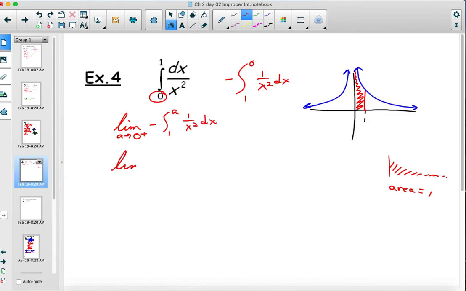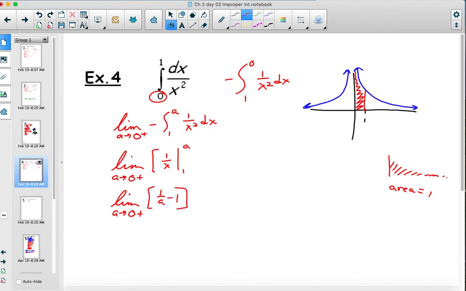Alright, so we need to figure out the limit as a approaches 0 from the right of the antiderivative of this. Remember, it was negative 1 over x, but we have a negative out in front, so it's a positive 1 over x. And that's evaluated from 1 to a. So that gives me the limit as a approaches 0 from the right of 1 over a minus 1.